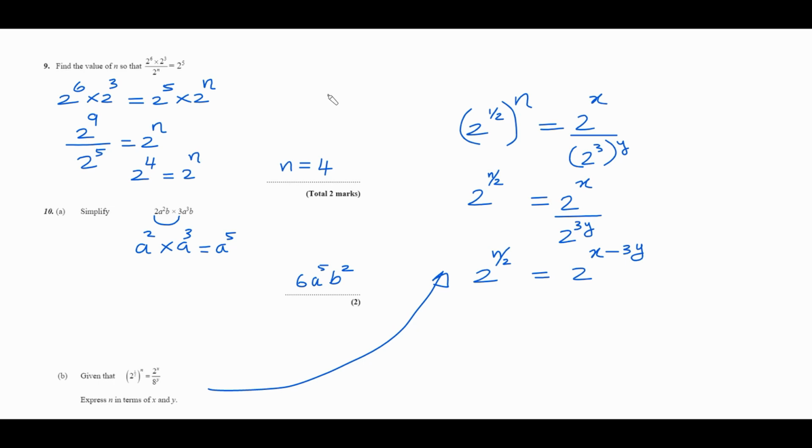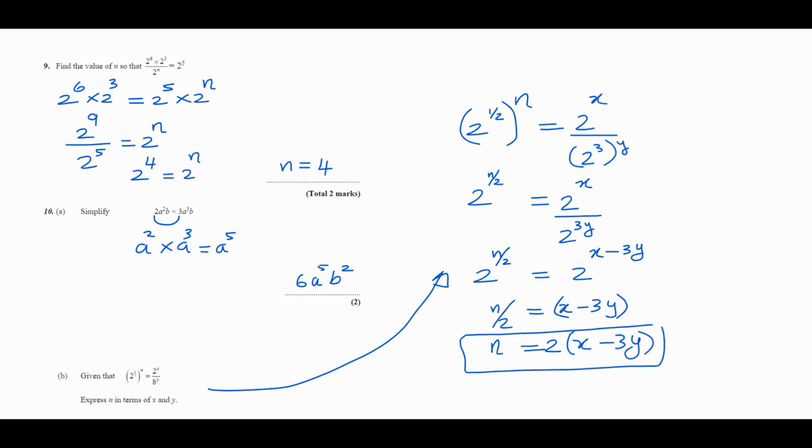So bases are same, 2 and 2. So n by 2 equals x minus 3y. So n equals, multiply both sides by 2, 2x minus 3y. So that is the answer. You are expressing n in terms of x and y. That is the answer for question number 10.